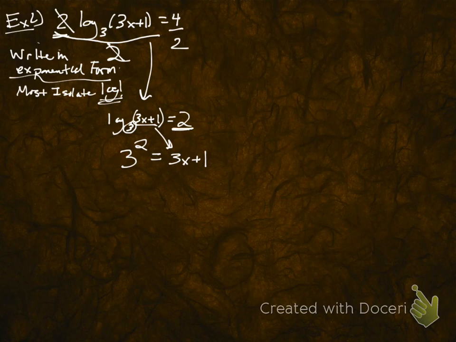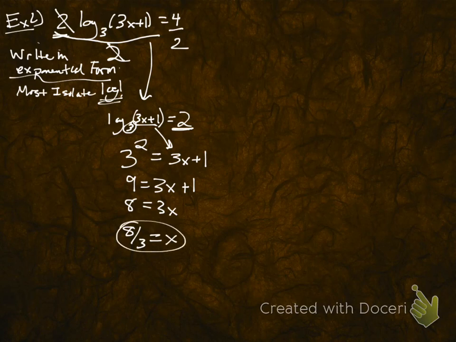And all of a sudden we're in Algebra 1 land because 3 squared is 9, and I just have a simple linear equation to solve. Subtract 1 from both sides and you're going to get 8 equals 3x, and if you divide by 3, we'll get 8 divided by 3 is x. So this appears to be our solution. Let's check this solution.